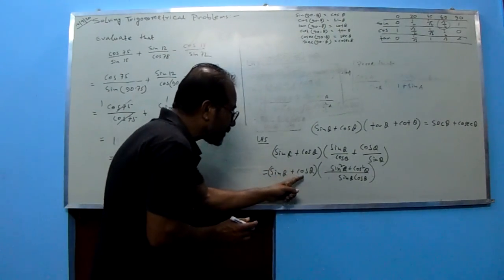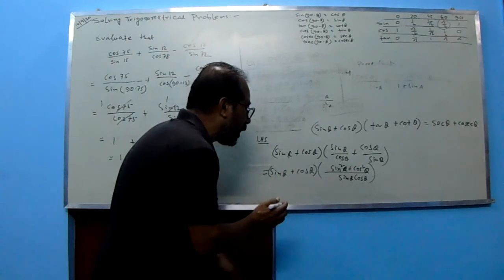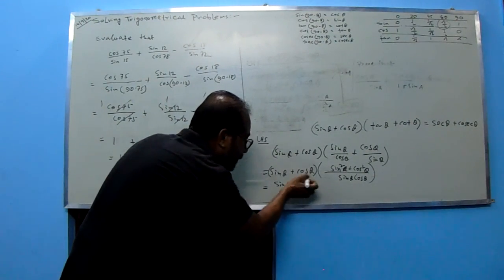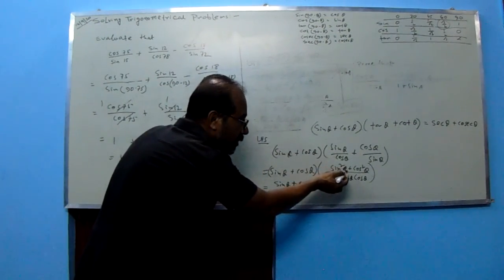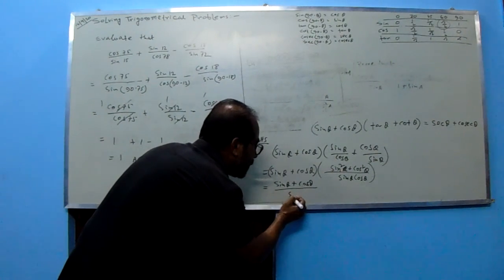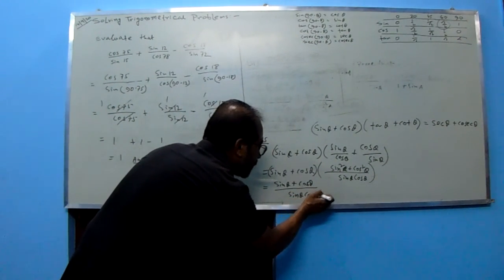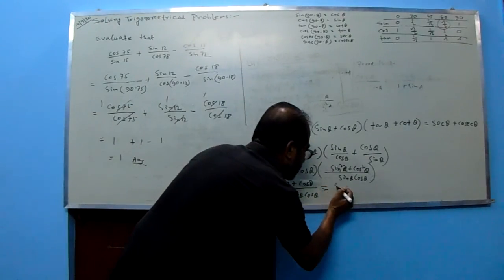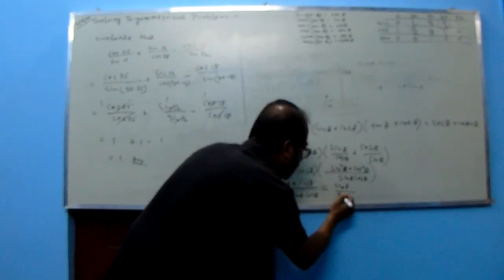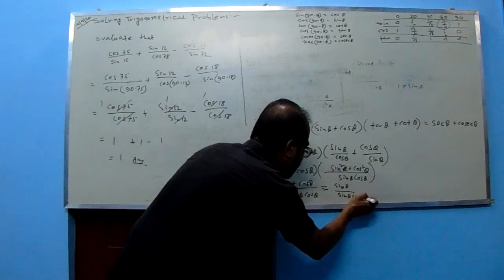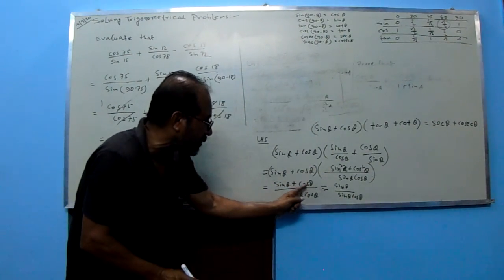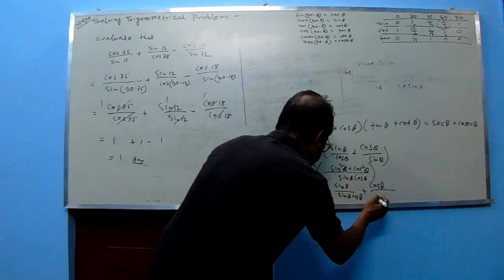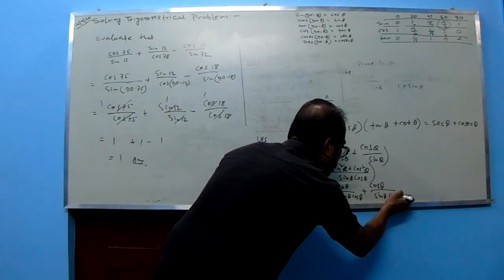Now this sin square theta plus cos square theta formula is 1. So sin theta plus cos theta remains the same, divided by this 1. In that, as a denominator I must write sin theta cos theta, right? Now it can be written as sin theta divided by sin theta cos theta plus cos theta divided by sin theta cos theta.